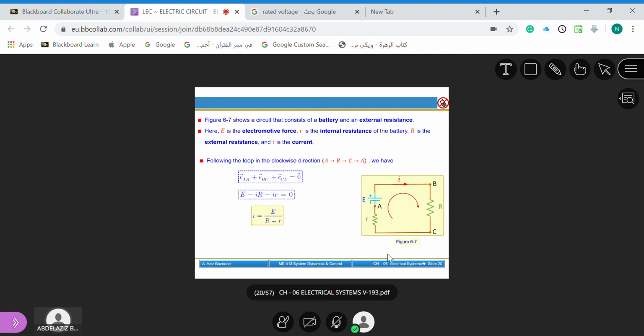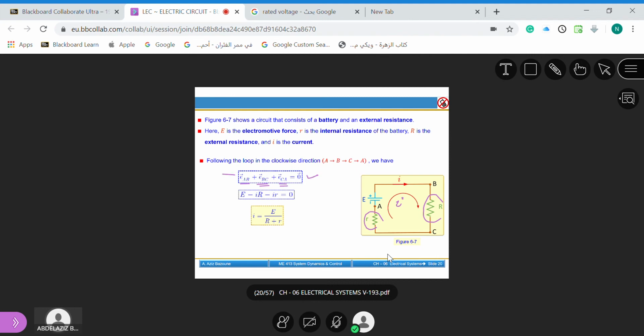If we see, for example, this small circuit here, we have a resistor, and we have an internal resistor coming from the battery. This is the current I passing through here, and we can write KVL. In writing KVL, the summation of all voltages is equal to 0. So the voltage from A to B, plus the voltage from B to C, plus the voltage from C to A is equal to 0.